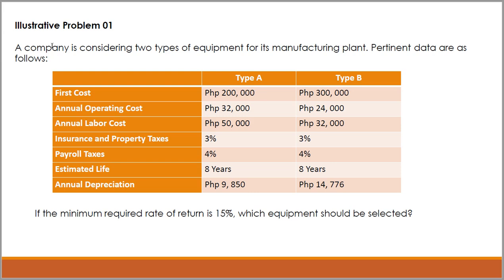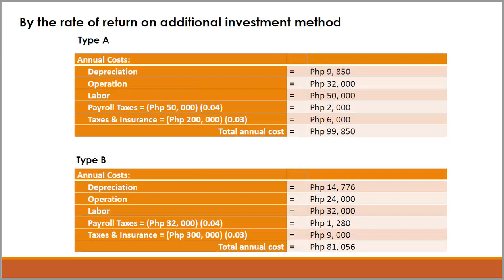Okay? So, ang gagawin natin, we're going to compute now the ratio of the annual savings if I choose type B and the initial savings if I choose type A. Okay? So, we need to compute those two quantities. So, let's solve first for the annual cost for type A. So, depreciation, given na yan. Operations given, then labor given.